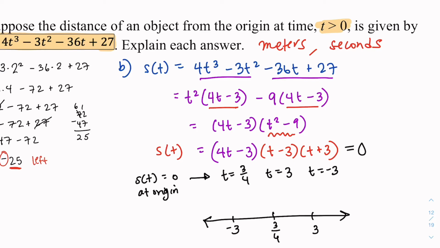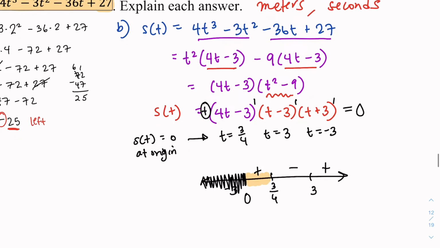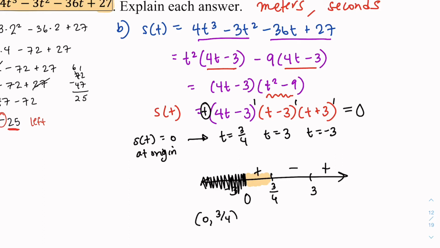Now, recall that time can't be negative, so let's stop our number line at 0 and cross out the left side. Okay, starting on the right, we have a positive in front, so positive. At t equals 3, actually these are all going to flip, so flip, flip, flip. Okay, here's what we know. From 0 till 3/4, the position is positive. What does that mean? What will we write down? It means that the object is on the right of the origin.